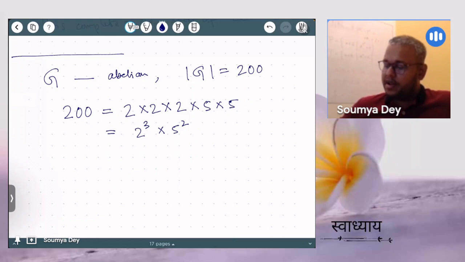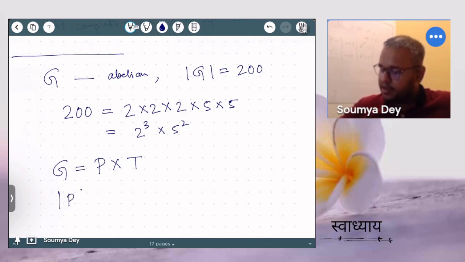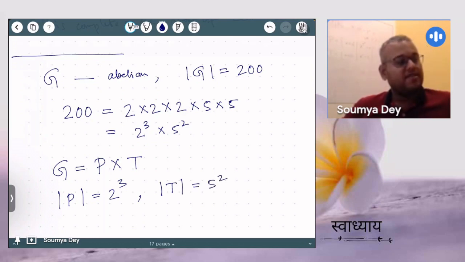If you apply this here, you have some abelian group of order 200. You can write this G as a product where P has order 2 cube, and the order of T is 5 square. You can do that by this corollary, because this is the only way you can divide as P cross T, such that the order of P is 2 to the 3, and the other part, T, doesn't have 2 as a factor, right?